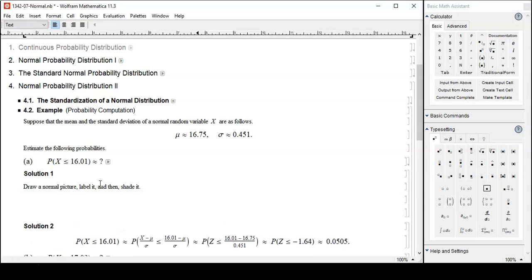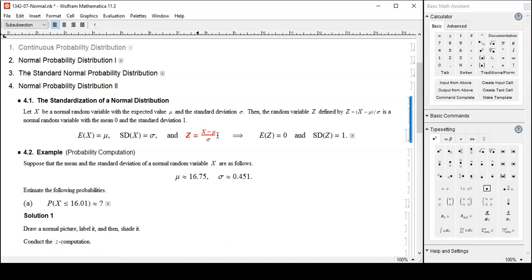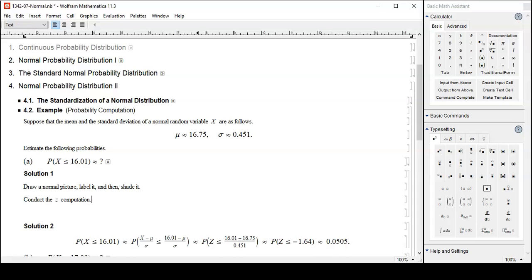After that, conduct z computation. What do you mean by the z computation? Well, here's a formula. Z is x minus mu over sigma. That's what I mean. Z is equal to x minus mu over sigma.